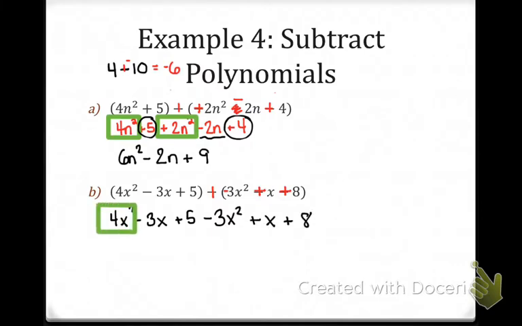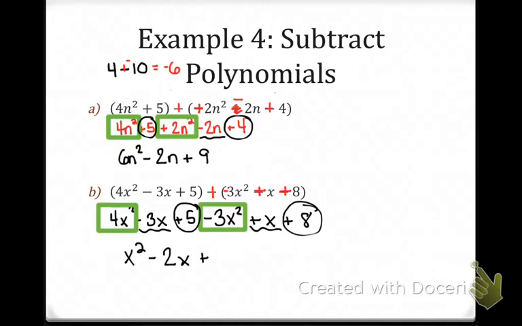Identify like terms. I have a 4x squared minus 3x squared would be 1x squared. Negative 3x plus x would be negative 2x. 5 plus 8 would be 13. So x squared minus 2x plus 13 is my final answer. It's a trinomial. Degree 2, leading coefficient 1, constant 13. It is simplified because there's no like terms or parentheses remaining.